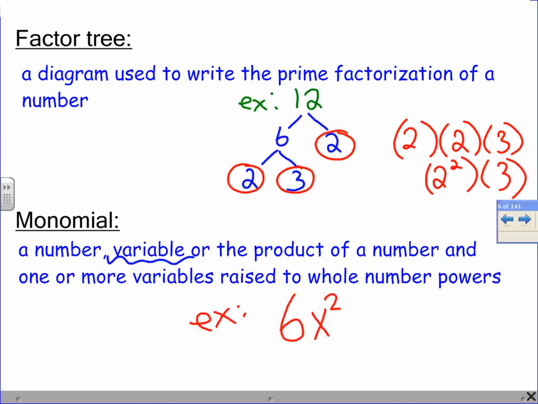Okay. Monomial. Okay, hold on one second. Monomial. So here's something different that's added into this math, but possibly not the 6th grade math. A monomial is a number, a variable, or the product of a number and one or more variables raised to whole number powers.